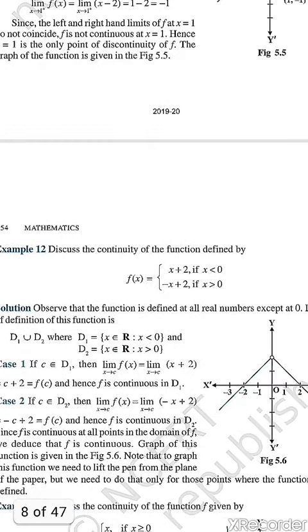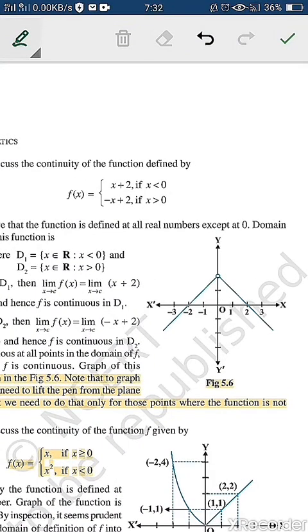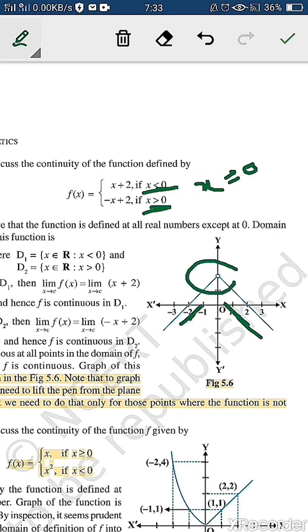I hope you are very clear with the concept of continuity. Now see example 12. Discuss the continuity of the function defined by f of x equals x plus 2 if x is less than 0, and minus x plus 2 if x is greater than 0. Here we don't have the value at x equals 0. It means if x is less than 0, we will get this line, and if x is greater than 0, we will get this line. What about x equals 0? Can you see this open circle? It means at x equals 0, the function does not have any value.